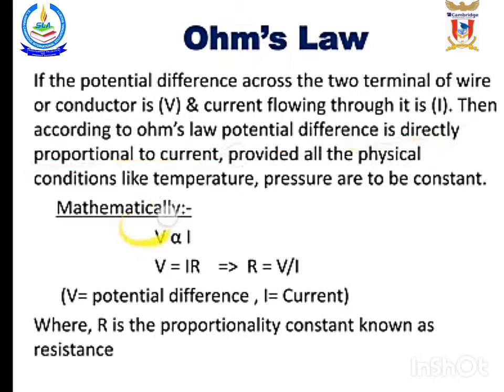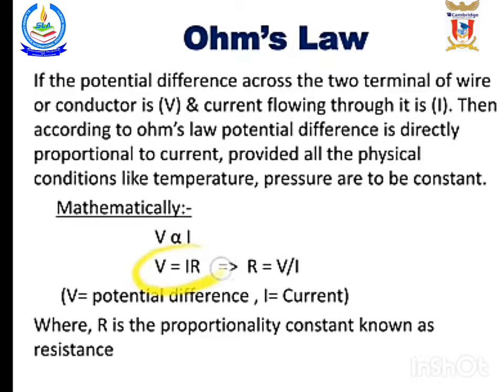If the potential difference increases, current also increases, provided all the physical conditions like temperature and pressure are constant. The temperature and pressure of that conductor should be constant at that time. So mathematically, V is directly proportional to I. If I want to remove this proportionality sign, I have to put in one constant, that is R, or resistance. So V is equal to IR. This is the Ohm's law equation. Students, V is equal to IR. This is the Ohm's law equation, and it is used in numericals throughout this whole chapter.